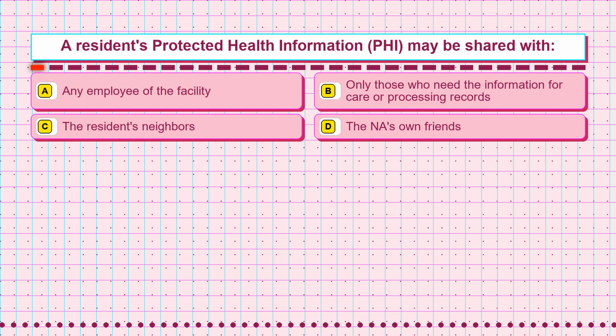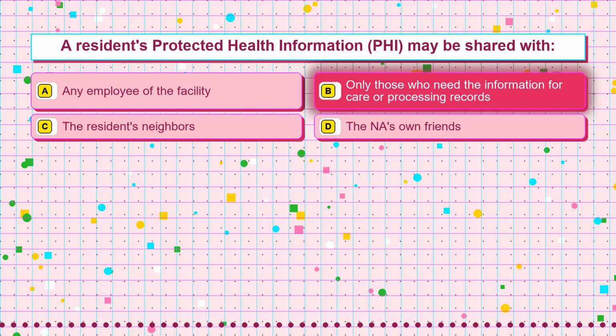Question 31. A resident's protected health information, PHI, may be shared with: Option A, any employee of the facility. Option B, only those who need the information for care or processing records. Option C, the resident's neighbors. Option D, the NA's own friends.